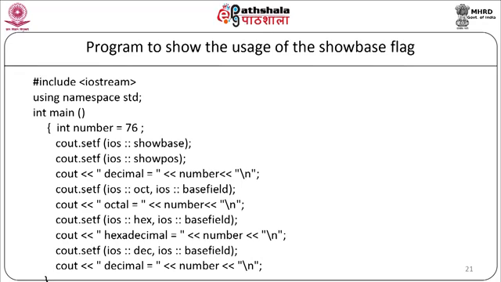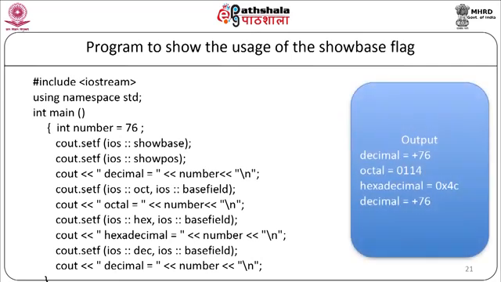and our program is ended. Now when the above code is compiled and executed, it will produce the result as decimal equal to +76, octal equal to 0114, hexadecimal equal to 0x4c and decimal equal to +76.